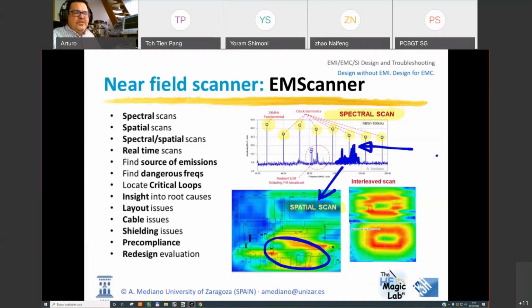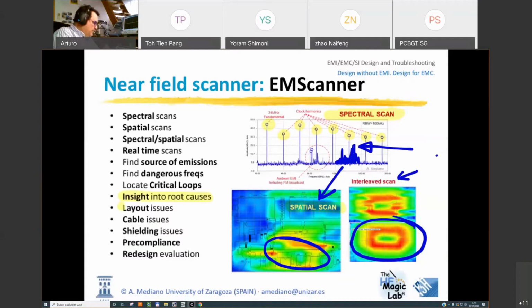There is one possibility to scan spatially. That is what we call the interleaved scan. That means what? Doing a very simple movement in the prototype, measuring the emissions 2 times, we are able to have more resolution spatially. This is not mandatory, but in some situations it can be very helpful to have more resolution to identify where the energy is. So if you work with these kinds of tools, you will be able to see where your problems are. So you will be able to understand the root causes of your problems.